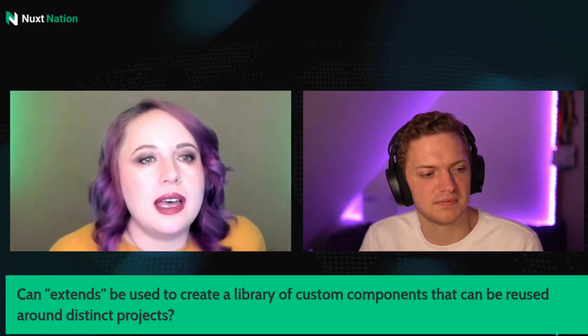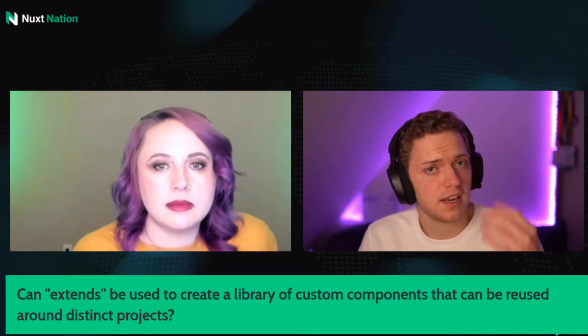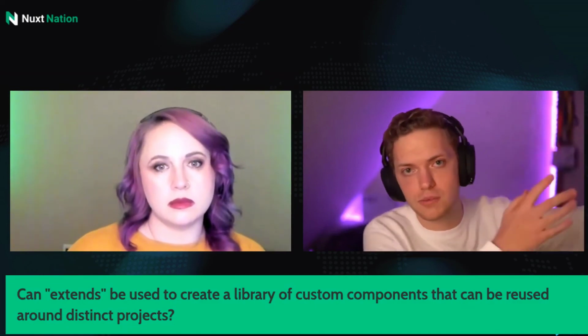All right. And can extends be used to create a library of custom components that can be reused around distinct projects? Yes, absolutely. That might be another use case. A component library to share around, made for Nuxt already with all the auto imports ready, and maybe also with helpful composables on the way. This is definitely a good use case too. As I just showed with the GitHub repository, there was also just a pages folder with one page. So you can also have just the components folder with the components, or components and composables folder.